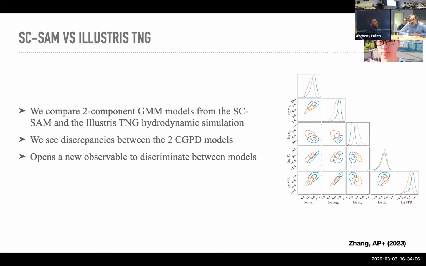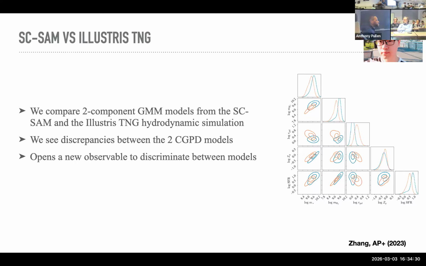And so the hope is that we can measure these differences in data and be able to see which is more consistent with the observations. And so that's a goal that we want to see. And so we do definitely see that this could open up a new window in galaxy evolution.